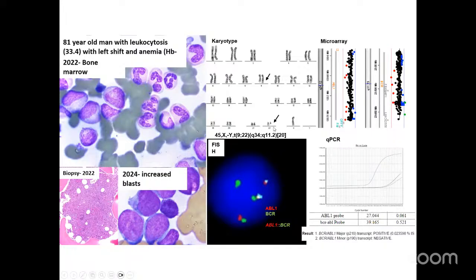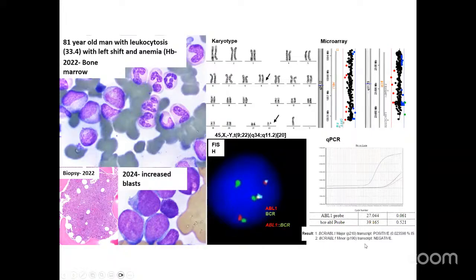The karyotype showed, and if you look at the arrows, the 9;22 translocation that was identified. FISH studies also identified the BCR-ABL fusion, and there is an extra fusion, so there was an extra copy. Microarray actually does not show the fusion at all. If you remember in my first slides, I talked about how microarray will not pick up a balanced translocation. As long as the genome is balanced, it will not pick up the translocation unless there is a small deletion associated with the translocation. So that came back normal.